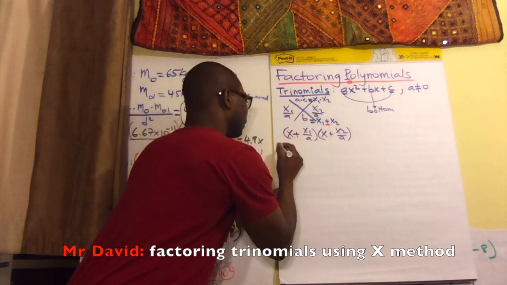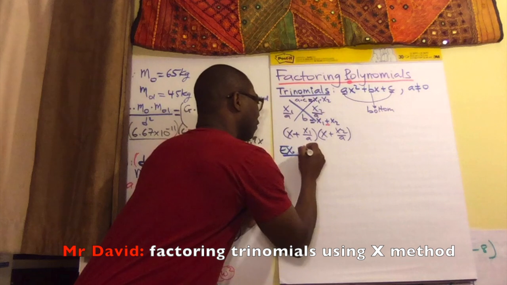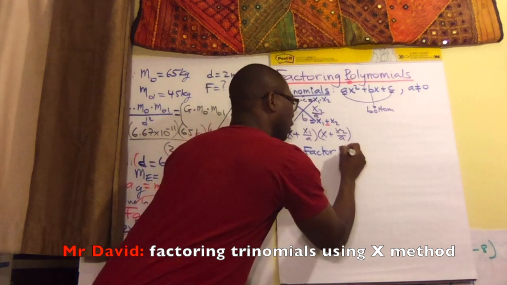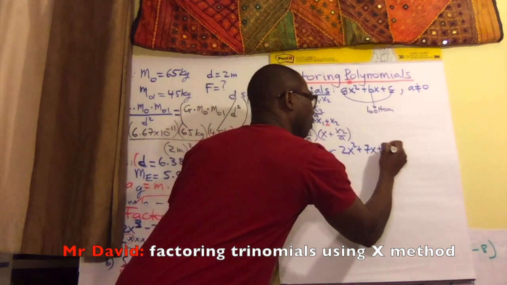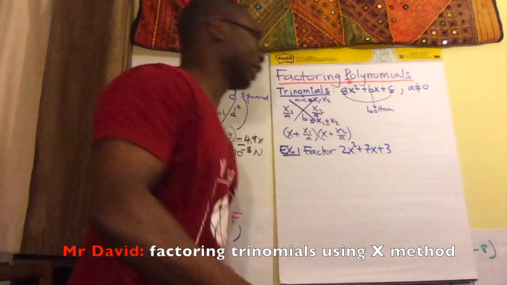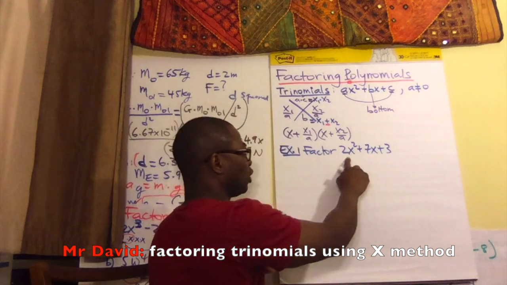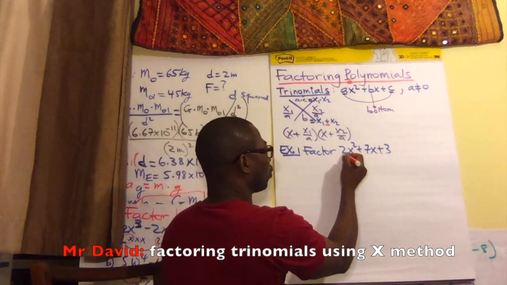Example 1. Factor 2x squared plus 7x plus 3. Okay, we want to factor this one. So right away we can see our A is 2, our C is 3. Okay, we identify those two numbers quickly.